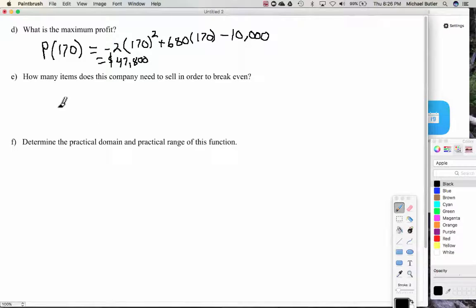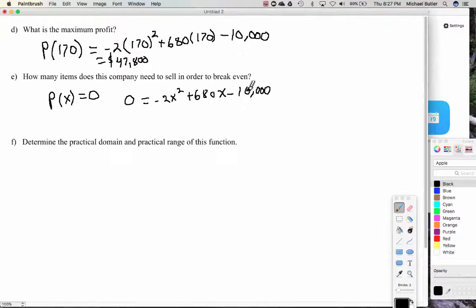So how many items does this company need to sell in order to break even? Okay, so remember what break even means. Break even means that the profit is equal to 0. It means that you didn't lose money, but you didn't make any money. So your profit comes out to be exactly equal to 0. So that means we need to solve 0 equals negative 2x squared plus 680x minus 10,000. Now we have some choices here for how we want to solve this. We can use the quadratic formula, or we can try to do it by factoring.